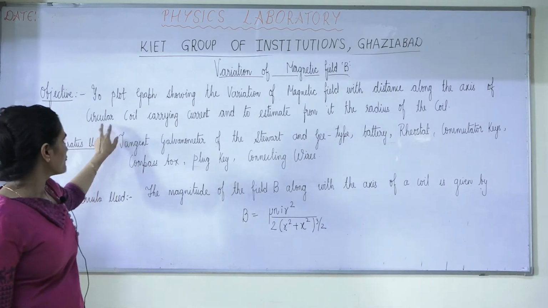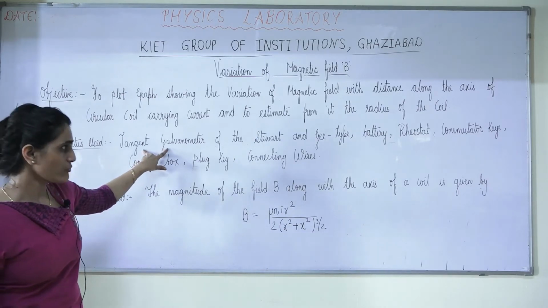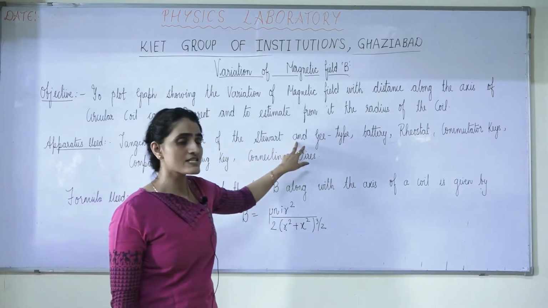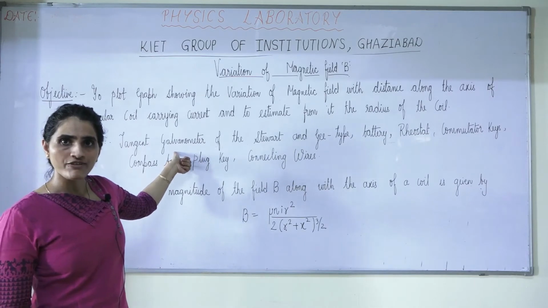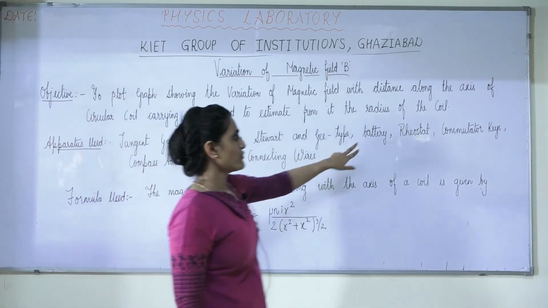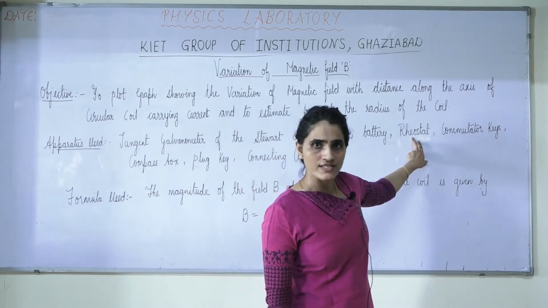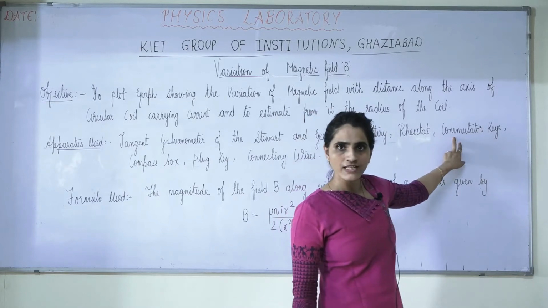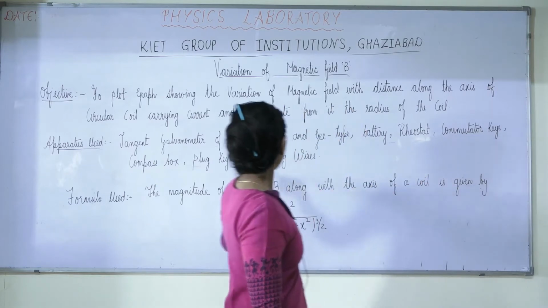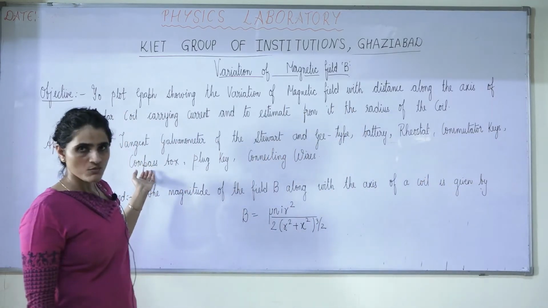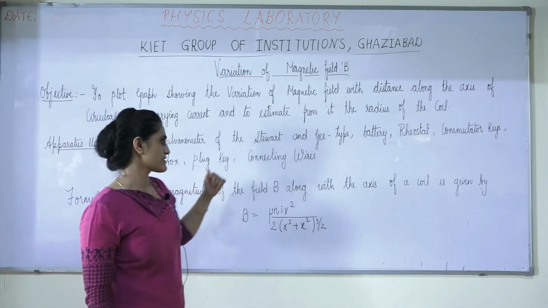For that we require some apparatus. We require a tangent galvanometer of Stewart and Gee type. The tangent galvanometer basically works on the phenomenon of the tangent law. Then we require a battery, a rheostat for varying the resistance, a commutator key whose main function is to reverse the current, a magnetic compass box, which is important, plugging keys, and connecting wires.